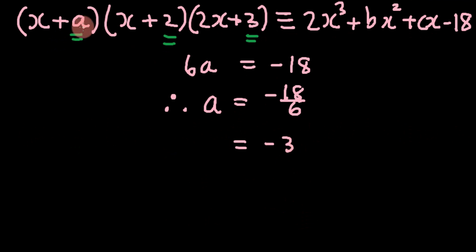Now we simply plug negative 3 in for A on the left-hand side and multiply out. So we put negative 3 here where we have an A.